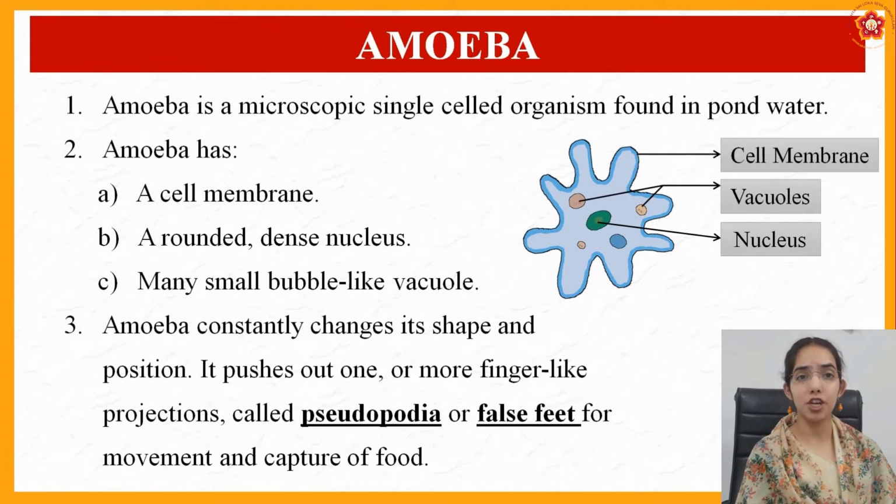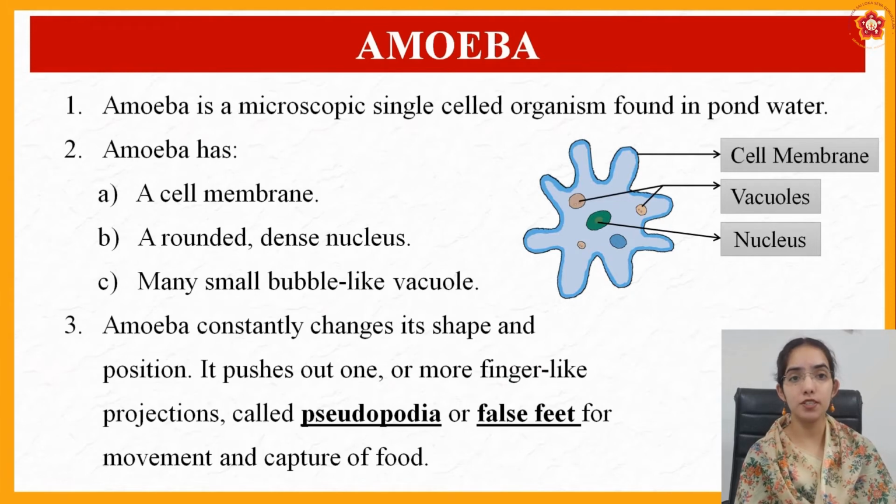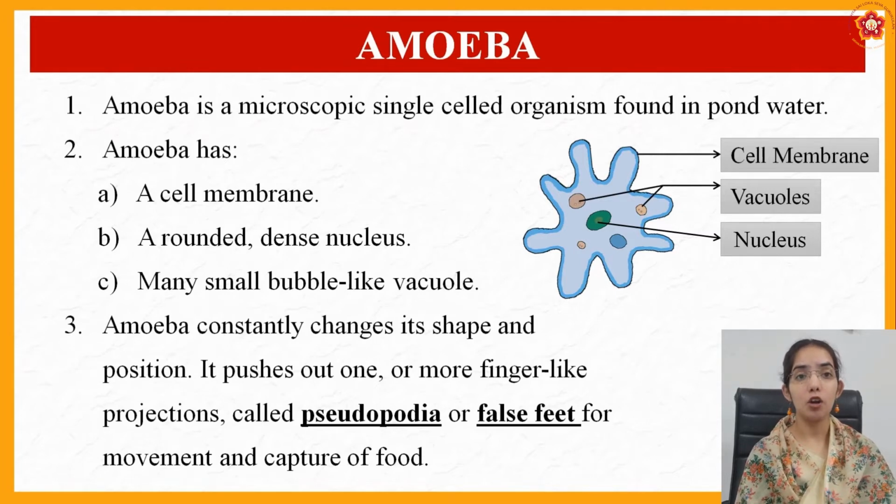But how does it change its shape? So you can see that there are these finger-like projections in this organism. You can see in the diagram, right? So these finger-like projections are called pseudopodia. Now the word pseudopodia is made up of two words, pseudo and podia. The word pseudo means false and podia means feet. So it has these structures called pseudopodia, which are like false feet.